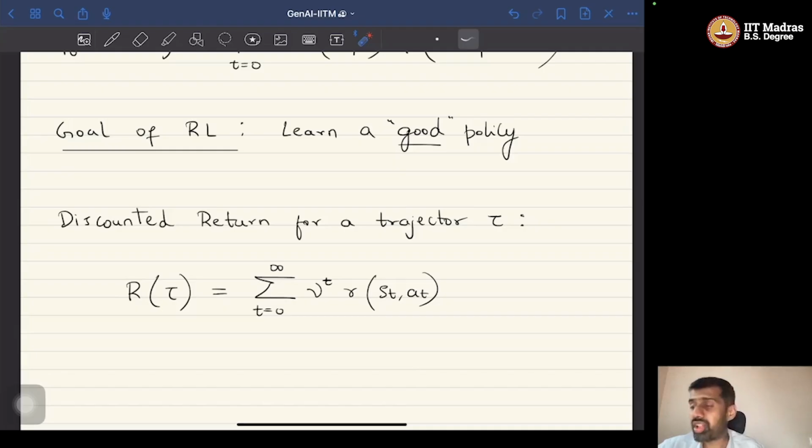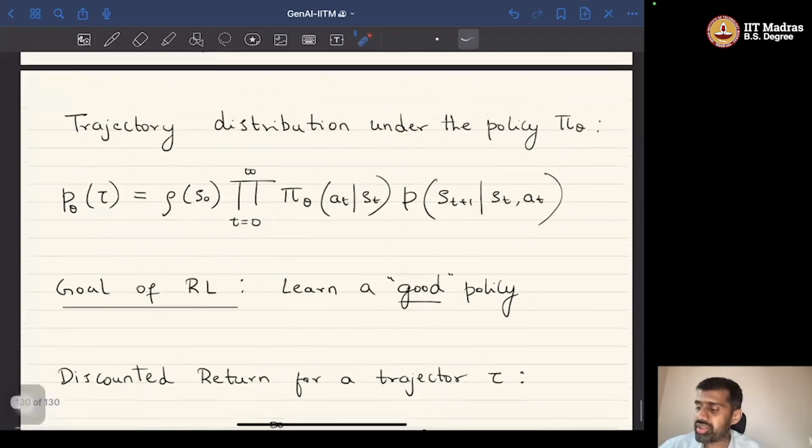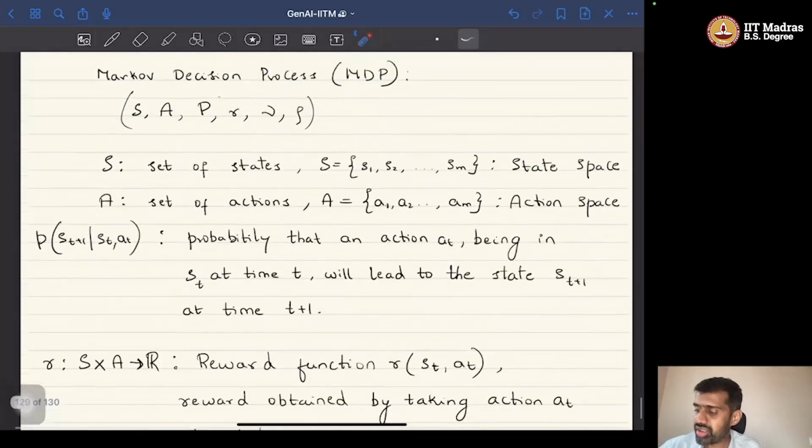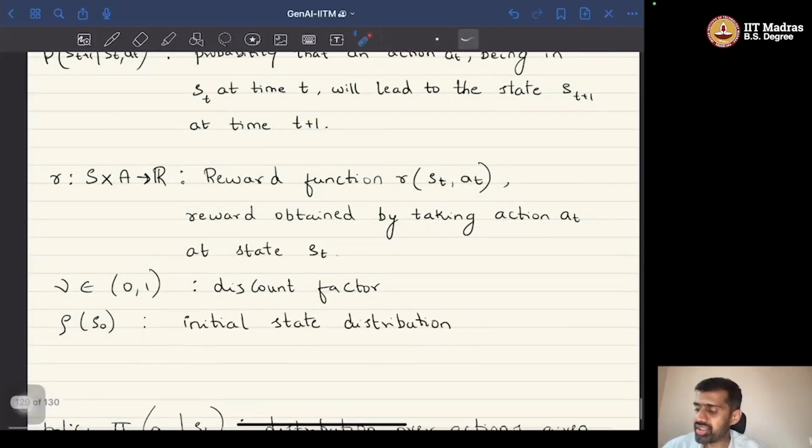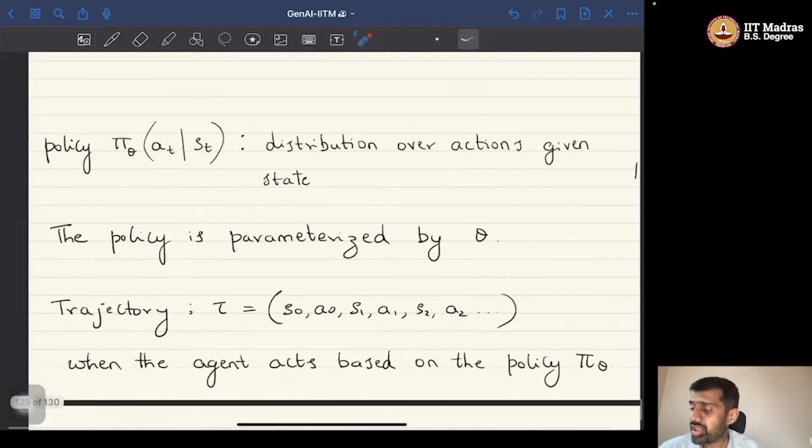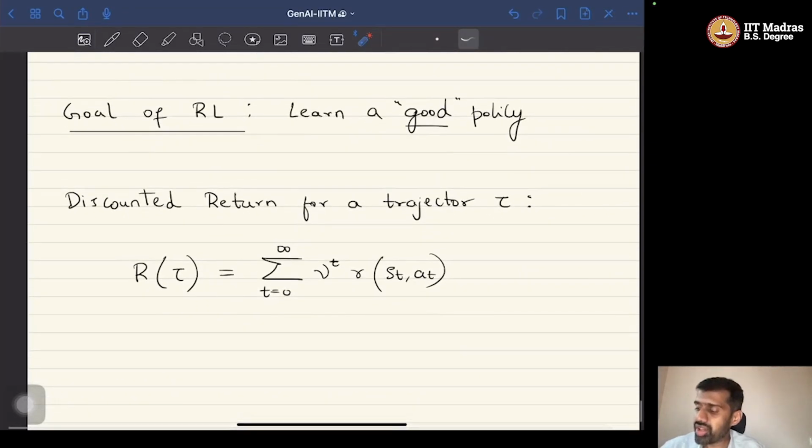As we have seen, this discount factor gamma here is a scalar between 0 and 1. Therefore, as we move farther and farther away from the given t, this is going to reduce. And that's why we multiply the reward with the powers of the discount factor. Now this thing is called the discounted return.